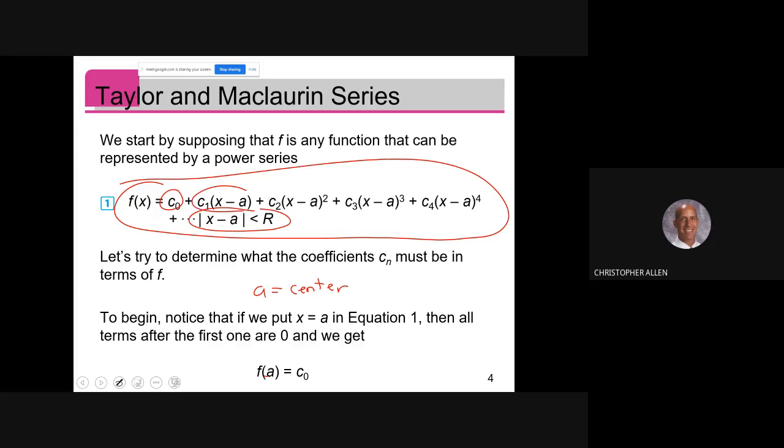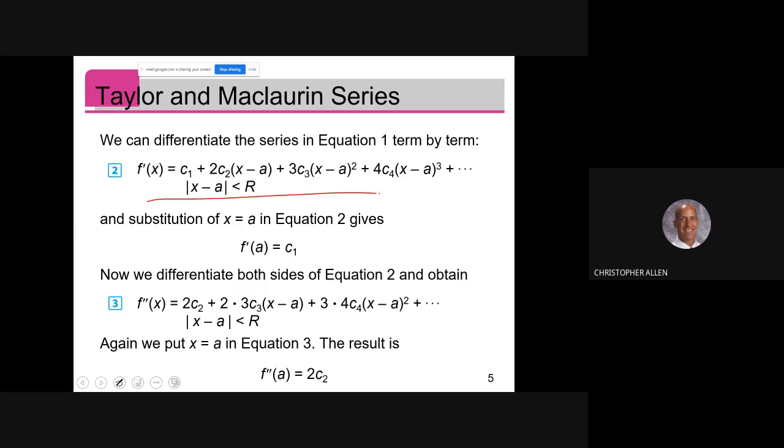By the power rule, what happens to that term? Well, it's going to fall away and you'll be left with just what? C1 times 1 is just C1. What about this term here? Well, it's going to be 2 times C2, and then this would be x minus 1, or x minus a, whatever it is, to the first anyways. So you're going to get something like this. Now notice the C naught part disappeared because it was just a constant term. Now the linear term has become the constant term.